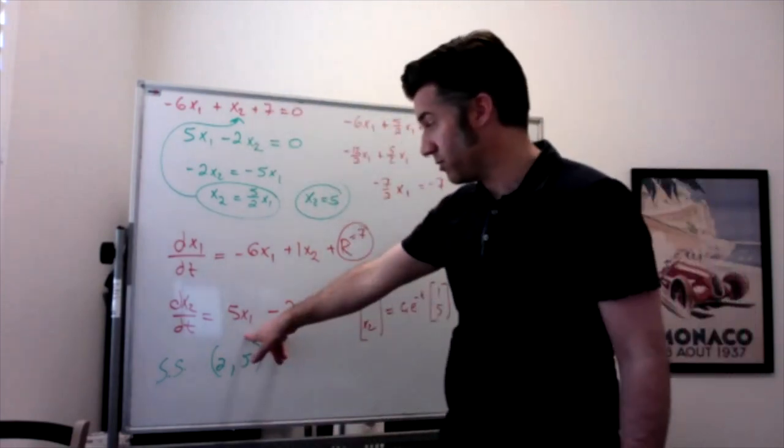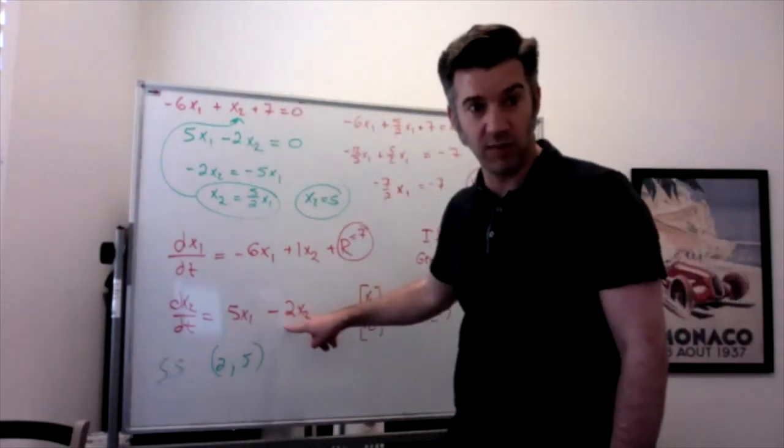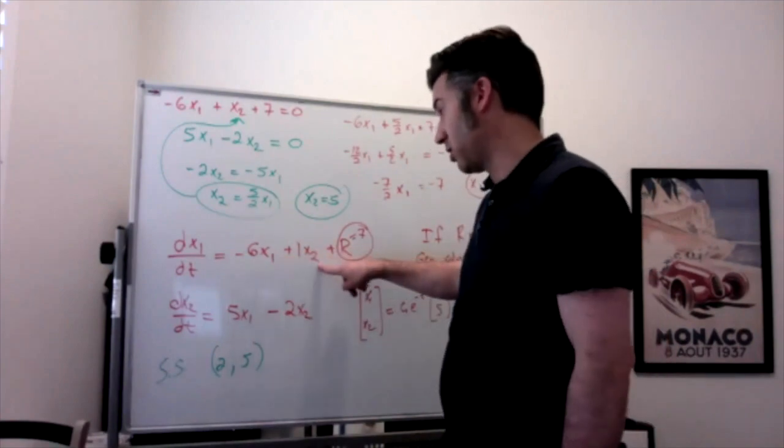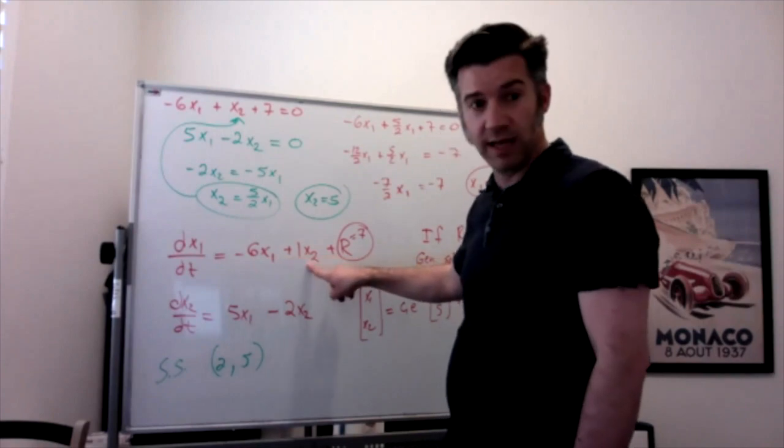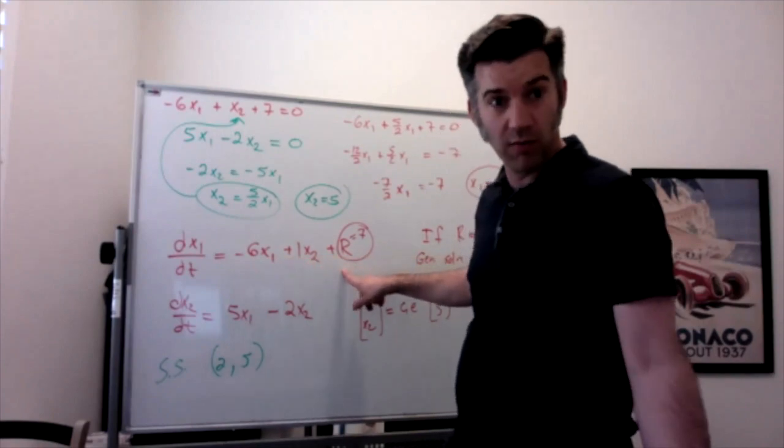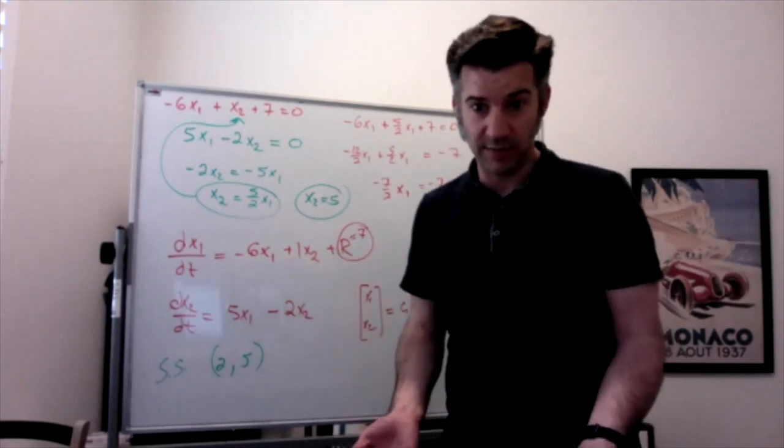Definitely works here, right? 5 times 2 is 10, minus 2 times 5 is 10. Definitely works here. Negative 6 times 2 is negative 12, plus 5 is negative 7, plus 7 is 0. So that's our steady state.